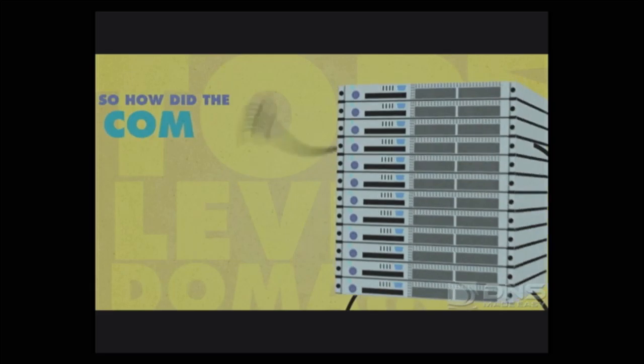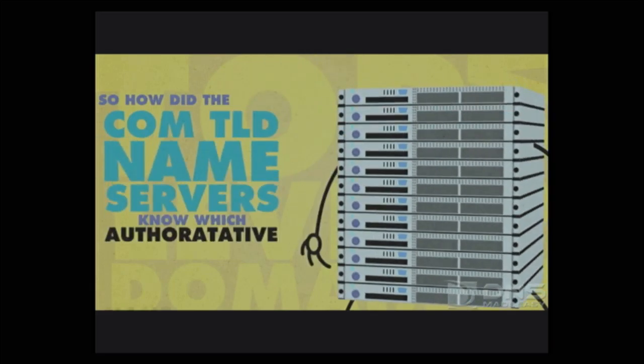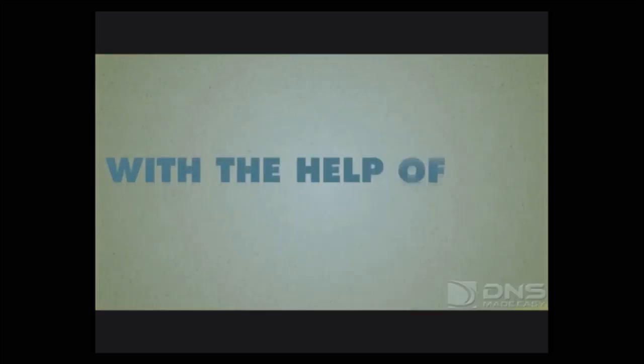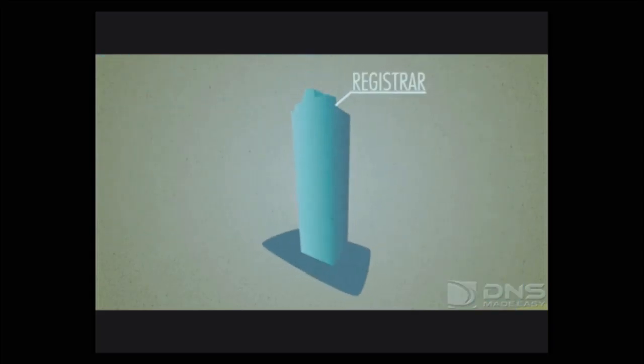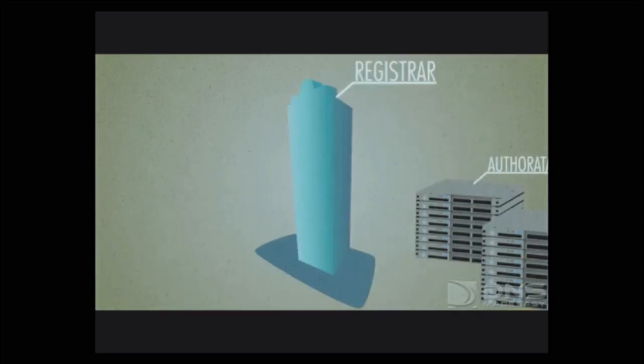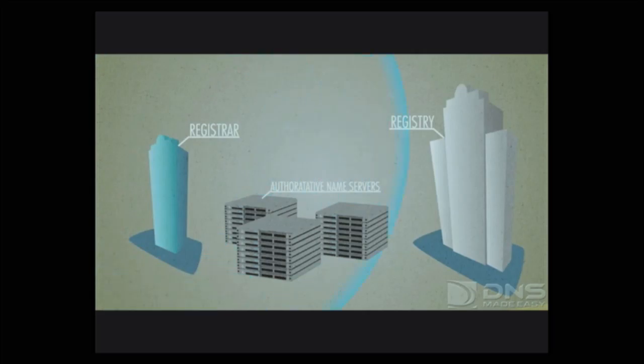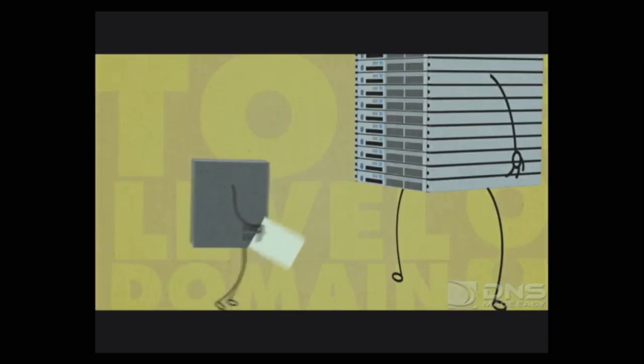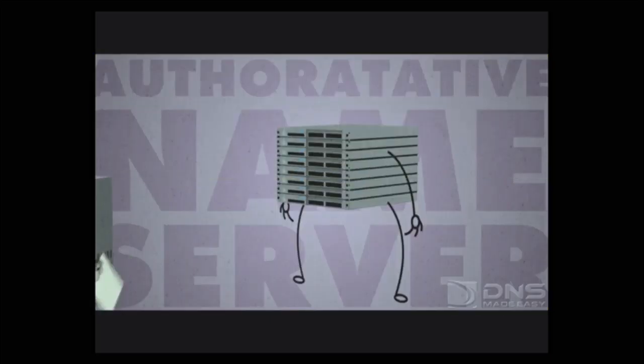So how did the COM TLD name servers know which authoritative name servers to use? With the help of the domain's registrar. When a domain is purchased, the registrar is told which authoritative name servers that domain should use. They notify the organization responsible for the top-level domain, the registry, and tell them to update the TLD name servers. So, anyway, the resolving name server takes the response from the TLD name server, stores it in cache, and then queries the example.com name servers.